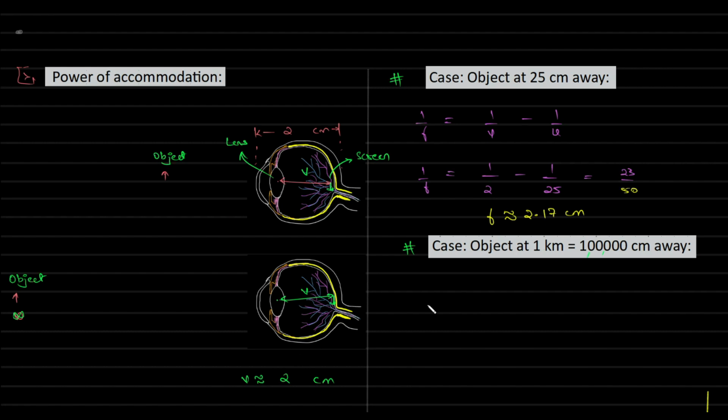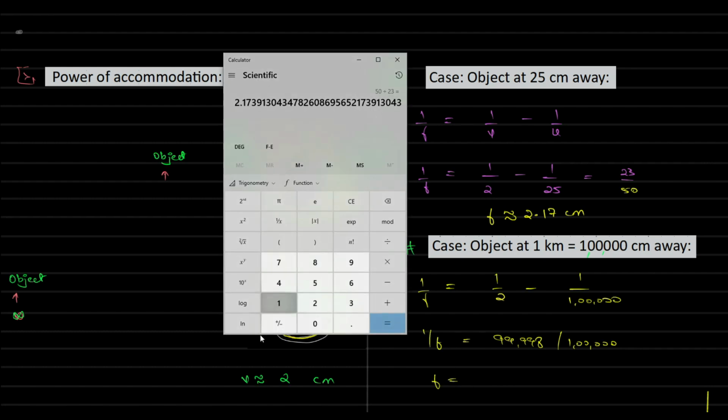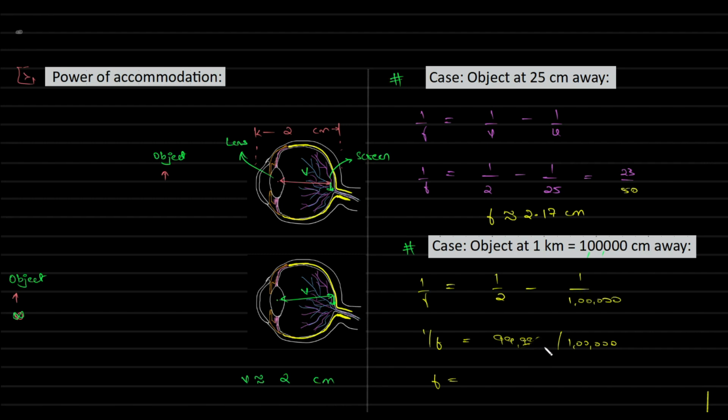Okay, the next case. Here 1 by f is equal to 1 by 2, the image distance is fixed, while the object is at 1 lakh centimeter away. So LCM is 1 lakh. So this will be around 99,998 divided by 1 lakh. This is 1 by f, by the way, right? So f will be equal to the inverse of that. Oh no, not that, my bad. I'm doing the math wrong altogether.